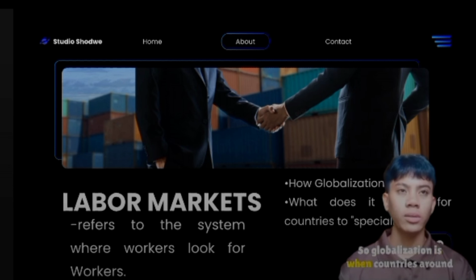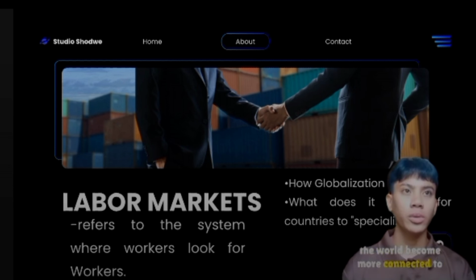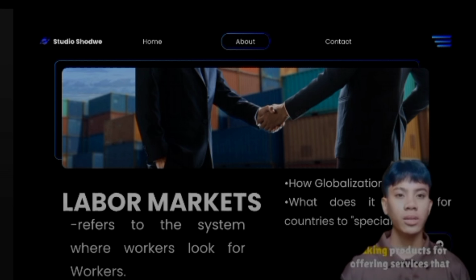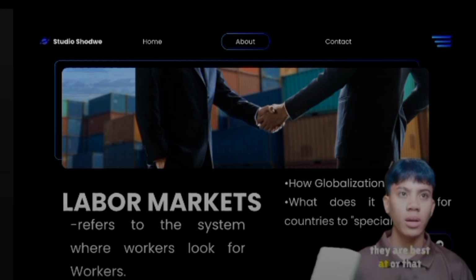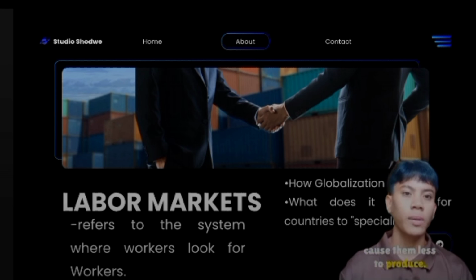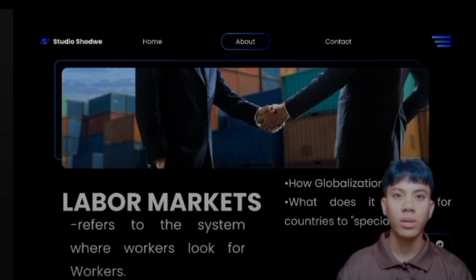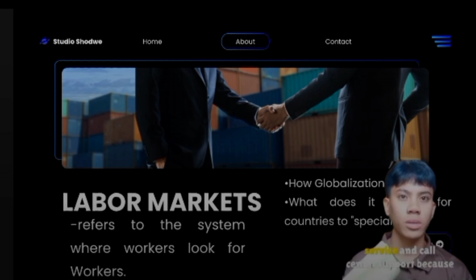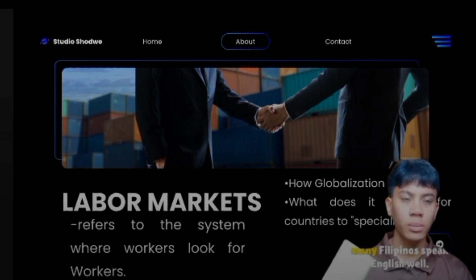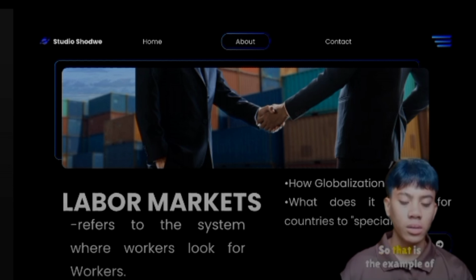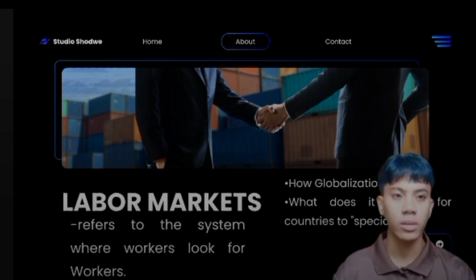So globalization is when countries around the world become more connected through trade, communication, and cooperation. It allows countries to focus on making products or offering services that they are best at or that cost them less to produce. For example, if one country can make something cheaper and better, they will produce it and trade it with other countries. For example, the Philippines is good at customer service and call center support because many Filipinos speak English well. That is an example of globalization.